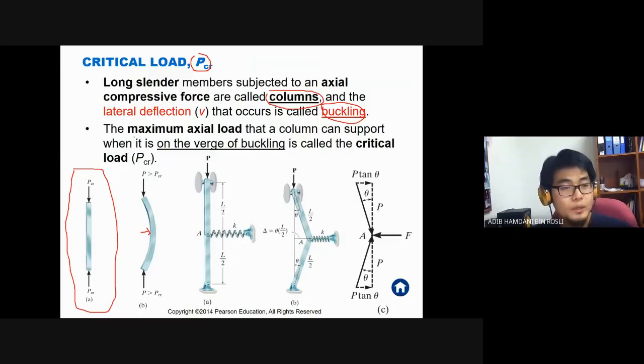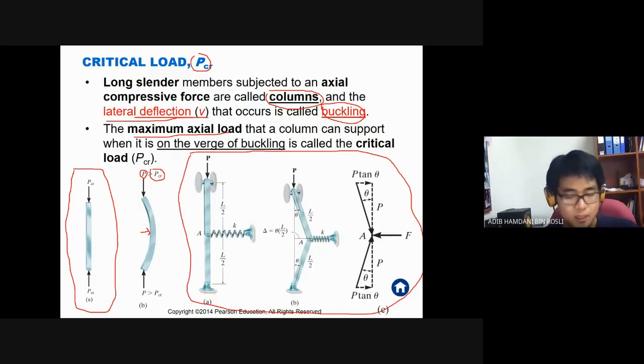The maximum axial load that this column can support without buckling, I mean on the verge of buckling, we call the critical load. If you apply a load P which is less than P critical, the member won't buckle; it will remain straight. But if you apply a load beyond P critical, then you will have this lateral deflection of v, which means that the column starts to buckle. And this is the model.